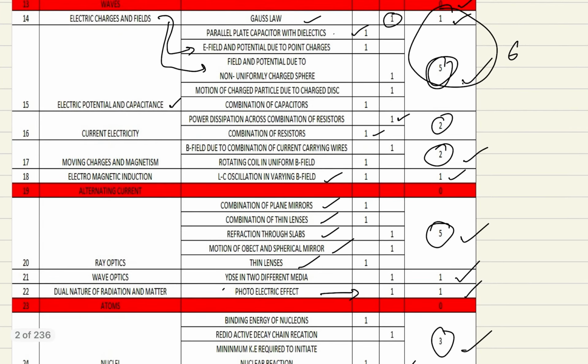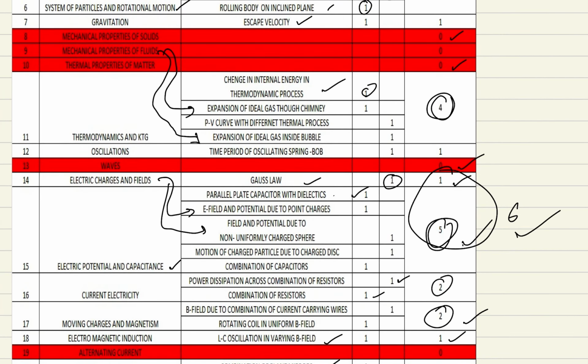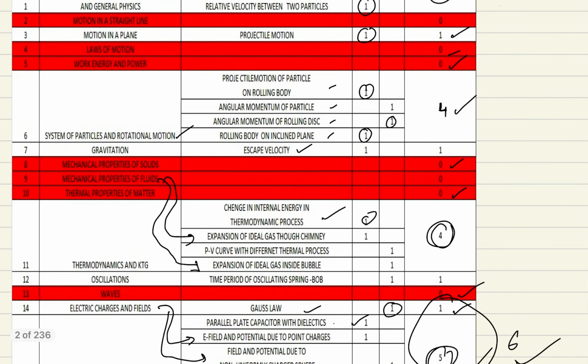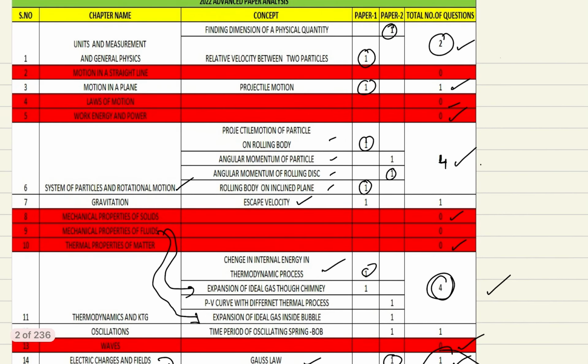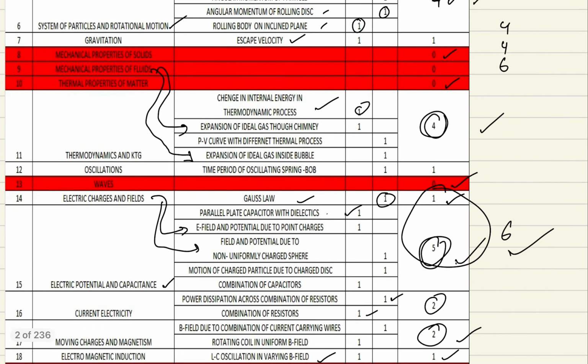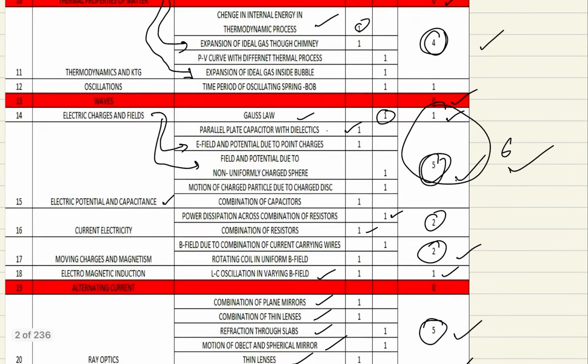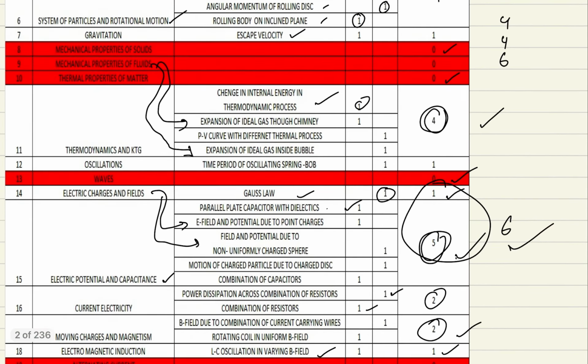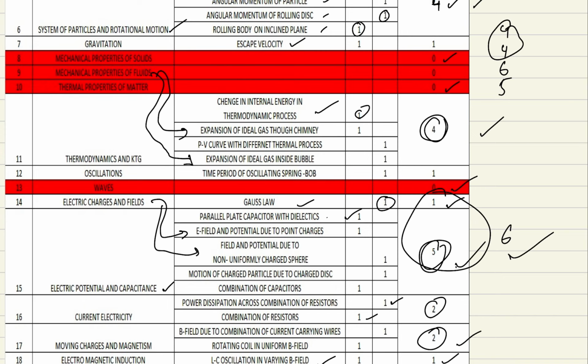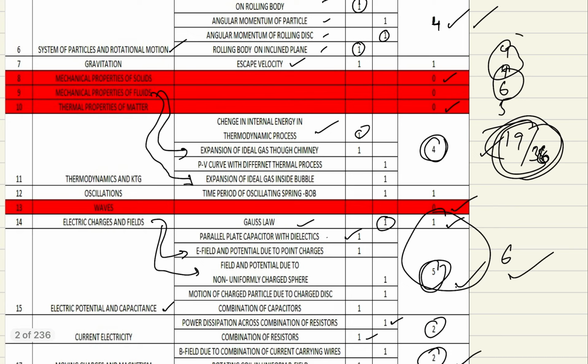If you observe, the majority of questions came from ray optics and electrostatics, like electric charge and field and electric potential and capacitance, six questions. Thermodynamics and KTG, four questions, and system of particles and rotational motion, four questions. So 4 plus 4 in these two chapters, six questions in electrostatics, and ray optics is five questions. If you go through this, approximately 19 questions came from these. Out of 38 questions, more than 50% of questions came from these four concepts only.